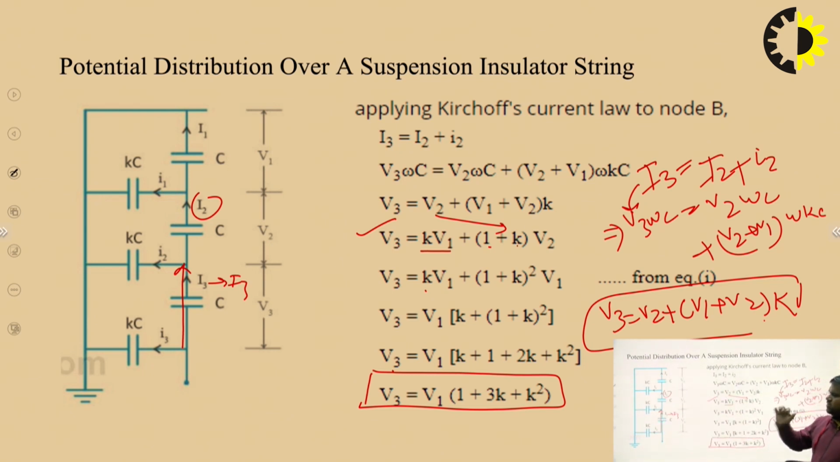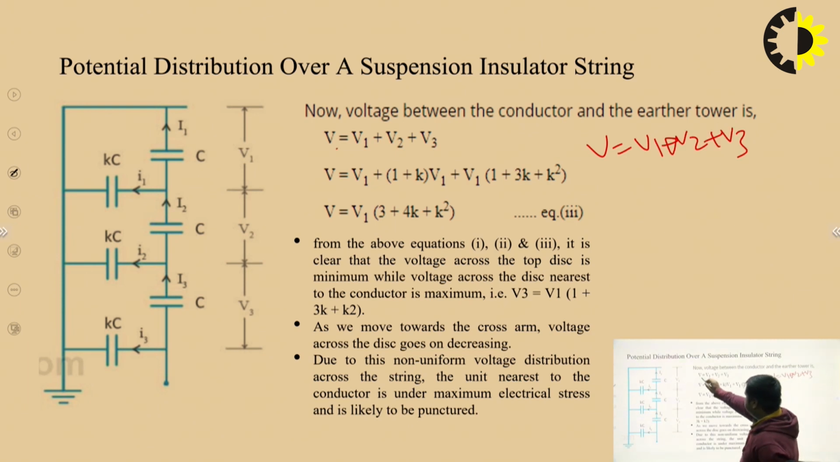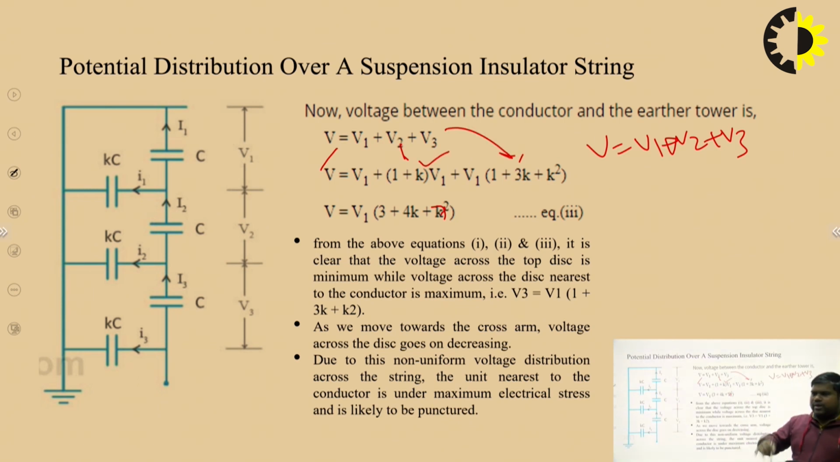So we have the V1, V2 and V3 values. Now the voltage between the conductor and the earth is V equals V1 plus V2 plus V3. So V equals V1, and what is the value of V2? 1 plus K of V1. And what is V3? V1 of 1 plus 3K plus K square. So the overall total voltage V equals V1 of 3 plus 4K plus K square.